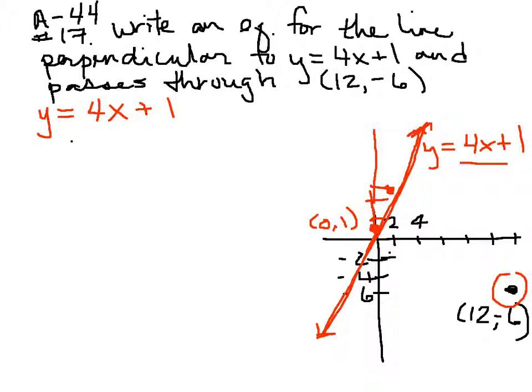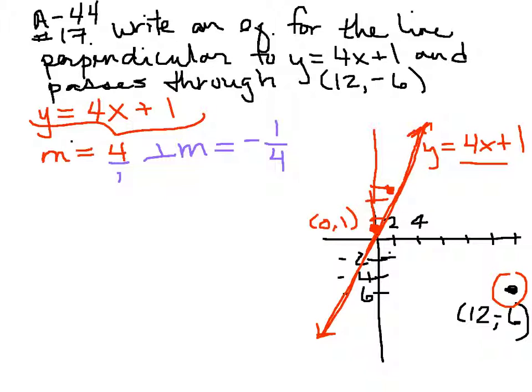So in order to find a perpendicular slope, I have to find the slope of this line. And it's already given to me in nice, neat slope-intercept form, so I know my slope is equal to 4. Therefore, I know that my perpendicular slope is equal to -1/4. Because once again, 4 is 4 over 1. Therefore, if I flip that, I get 1/4, and I take the opposite sign. So I have the negative reciprocal of 4 is -1/4.